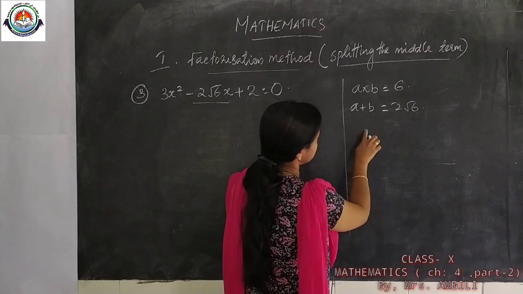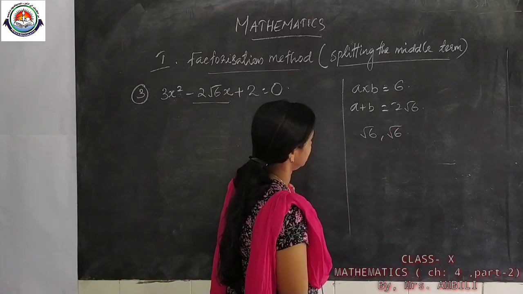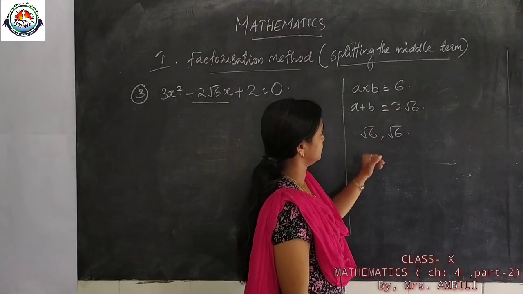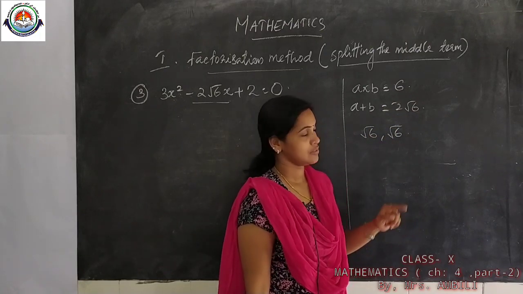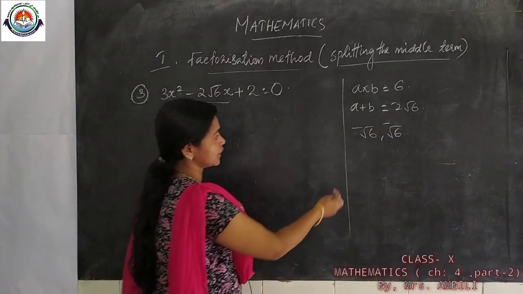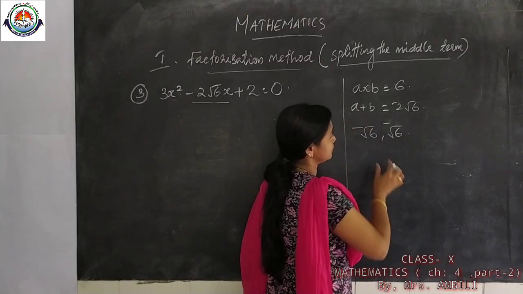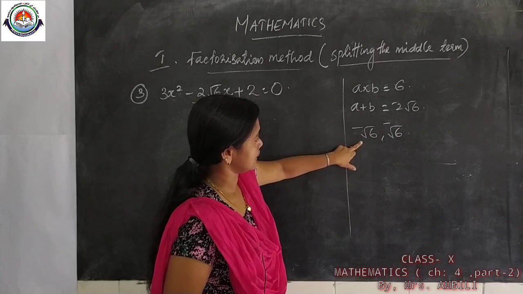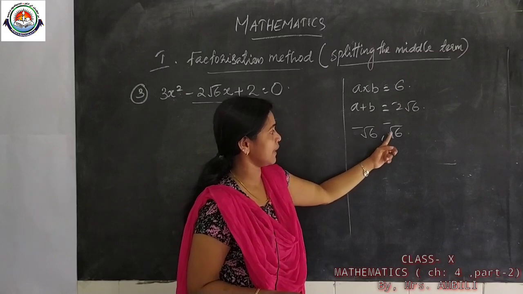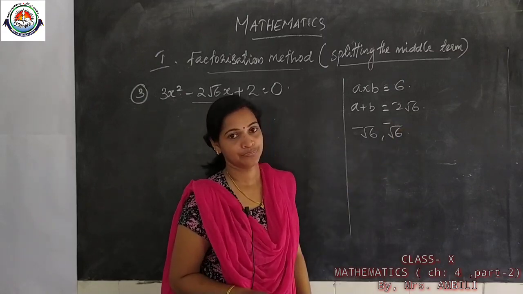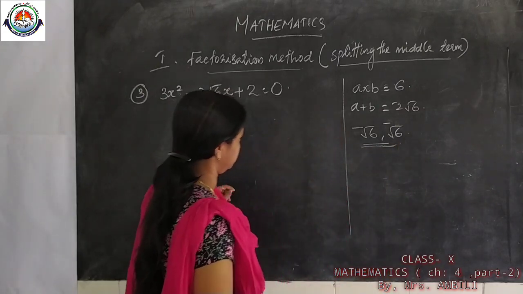What about root 6 and root 6? A and b. Root 6 into root 6 is 6. Root 6 plus root 6 is plus 2 root 6, but we need to get minus 2 root 6. So we can take minus root 6 and minus root 6. Minus root 6 into minus root 6 is 6. Then a plus b, minus root 6 plus minus root 6, is minus 2 root 6. Okay, so we can do with this a and b.